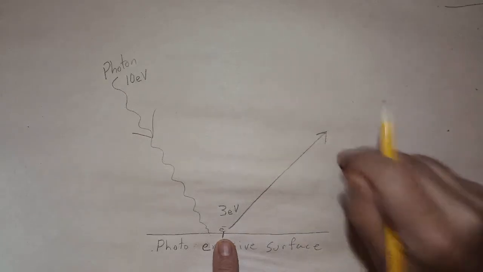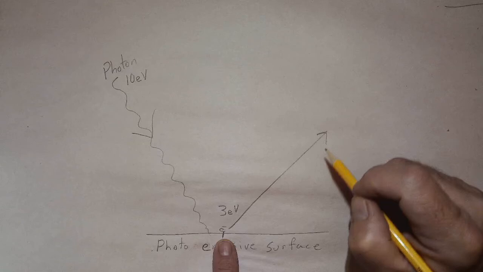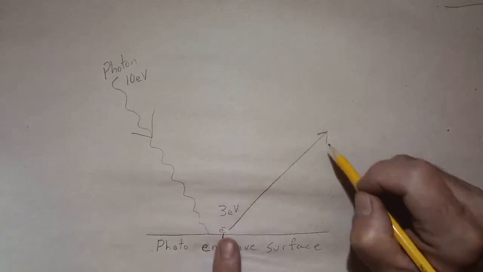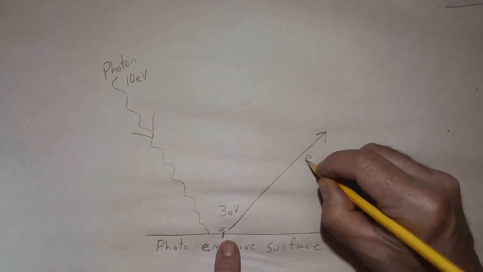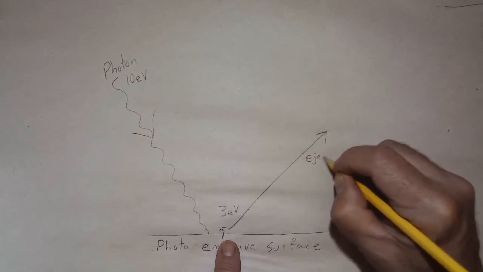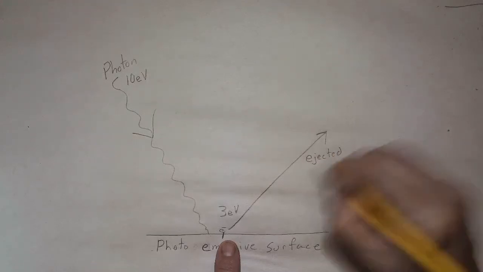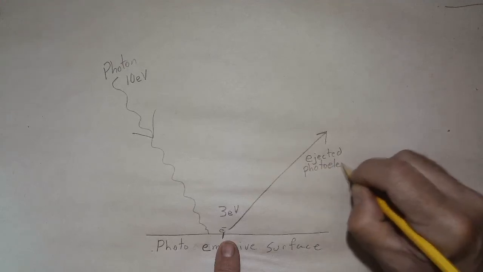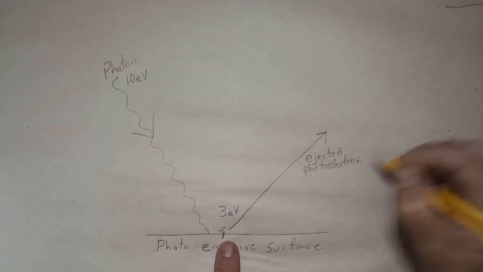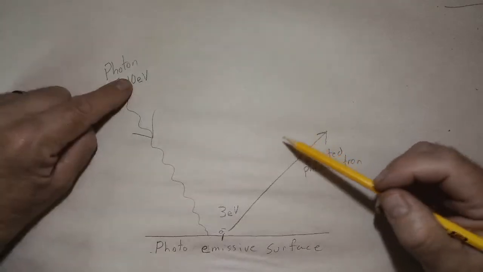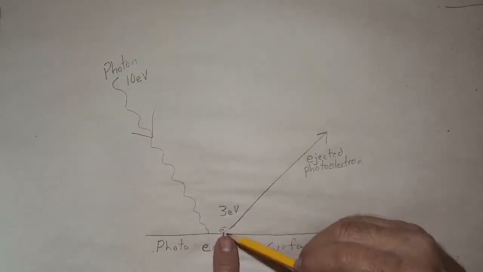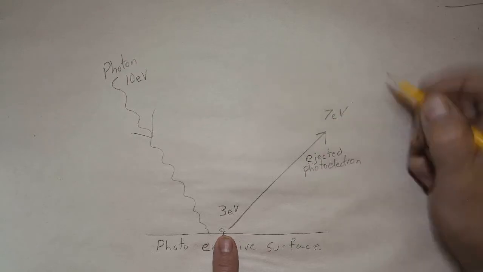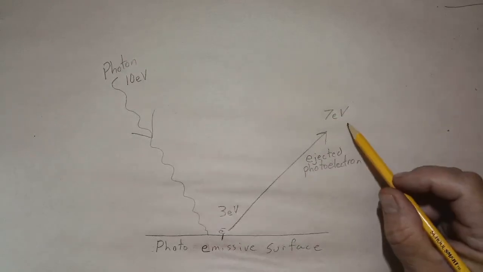Question: how much energy will that ejected photoelectron have? That's what we're calling it, an ejected photoelectron. You got it? We started with 10 EVs, we used 3 EVs to break the bonds. 7 electron volts of energy is what's going to be coming off.